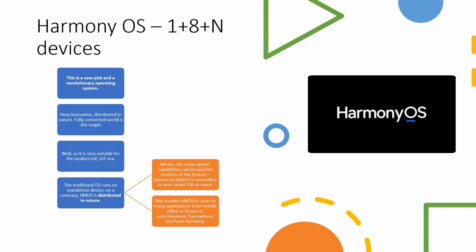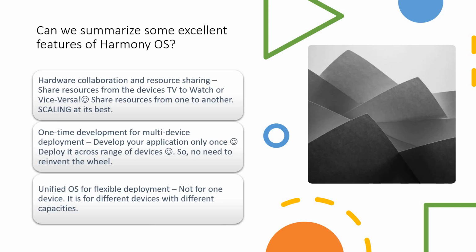The same system capabilities, in the sense the similar system capabilities, can be used for varieties of devices, be it phone, be it tablet, be it wearable or smart TV. We are going to expand it to a vast range, and it's going to be very useful. And this distributed nature is going to enable HMOS to cater to many applications. It can start from the mobile office or a fitness application or an entertainment application. Everywhere. It's going to go everywhere, and that is what Harmony OS is for you. So it's distributed, it's for IoE, it's for IoT, it's going to be everywhere, and it's going to be the future.